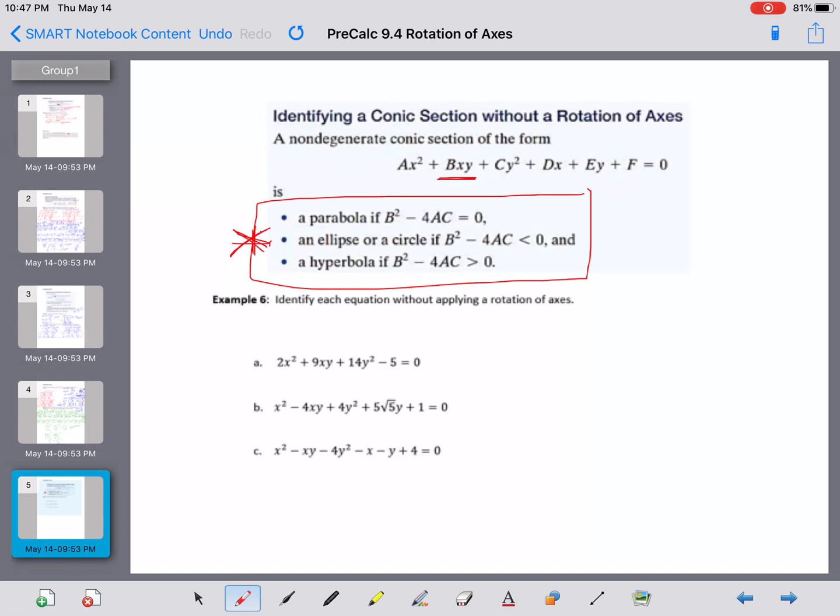So we could determine if it's a parabola if b squared minus 4ac equals 0 exactly. It's an ellipse or a circle if b squared minus 4ac is less than 0, or negative, and it's a hyperbola if b squared minus 4ac is greater than 0. Quick note, where does b squared minus 4ac come from?